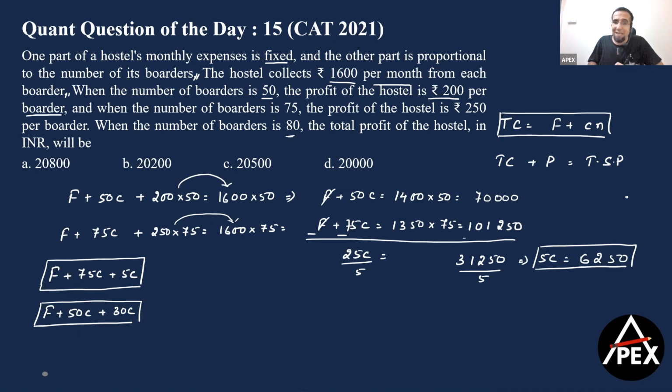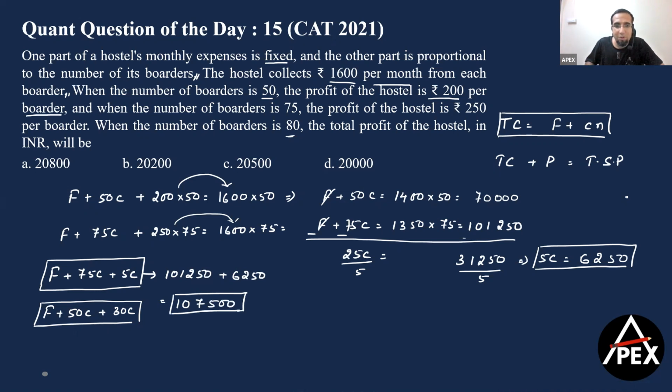Clear, guys? This becomes a very easy calculation if you're following the methods that I have been teaching you in the class. Now F plus 75C we can pick up from here. That is 101250 plus I am adding 6250, which gives my total cost. My total cost becomes 107500. So this is my total cost when 80 boarders are there in the hostel.